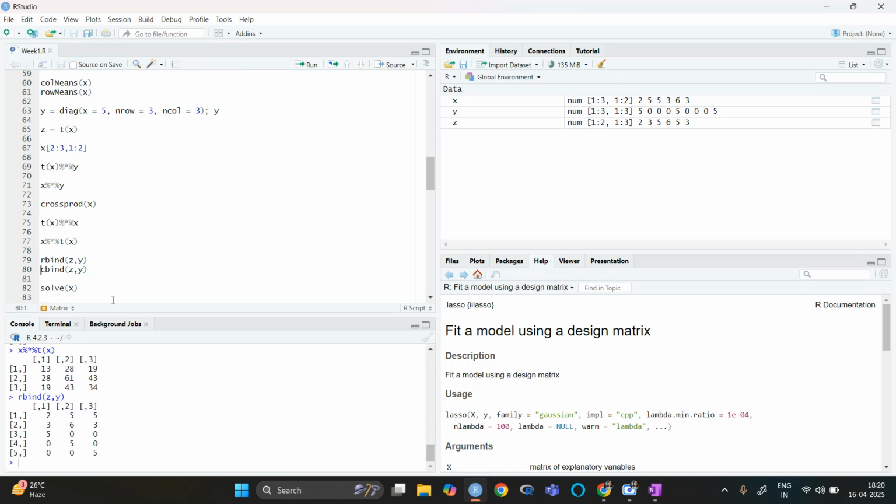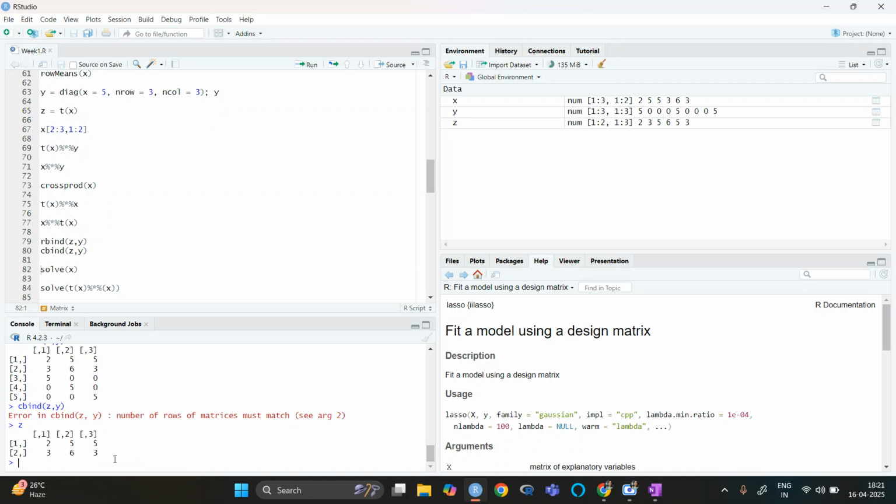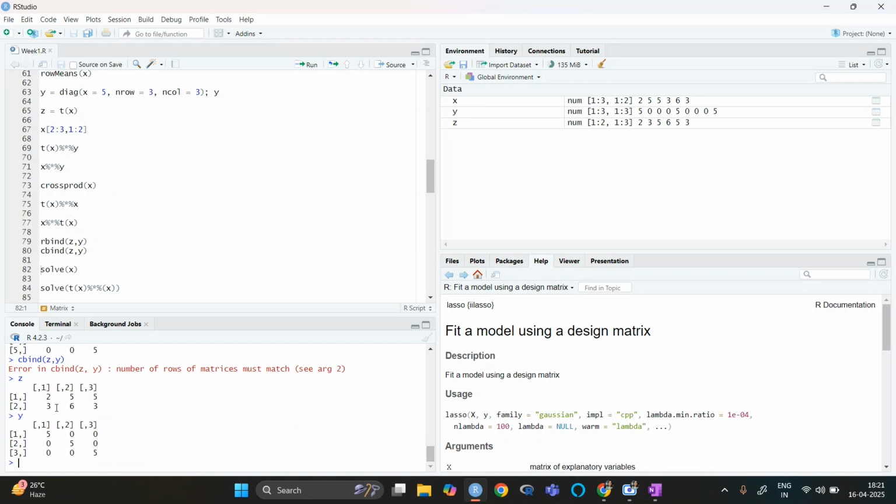Now, okay, so the rbind. Basically, you have bound rows here. So you have a matrix and you have bound the rows, so you have the other matrix below this. So you need to have the number of columns the same. So in Z and in Y, the number of columns are the same. But you see the cbind, it is saying that the number of rows of the matrices are not the same.